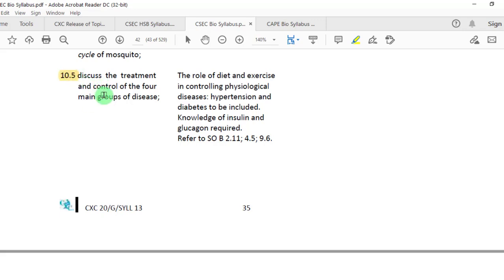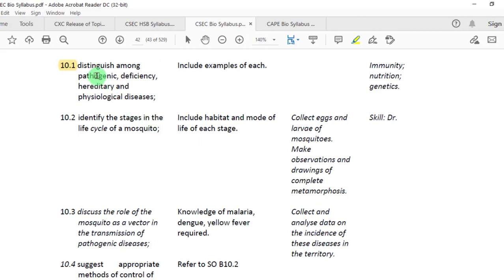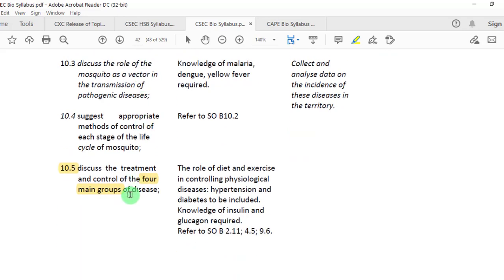Discuss the treatment and control of the 4 main groups. Now, there are 4 main groups of diseases, which is a broad range of diseases. For example, you have pathogenic, you have infectious disease, which is an entire category by itself. Deficiency, so that's connecting to your nutrition, right? Hereditary, physiological. So that's a lot of information you have to process. And now you're going to look at the treatment and control, right?